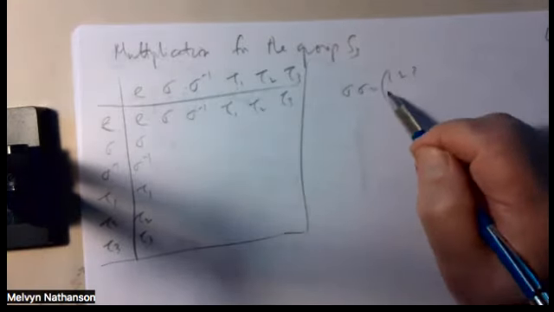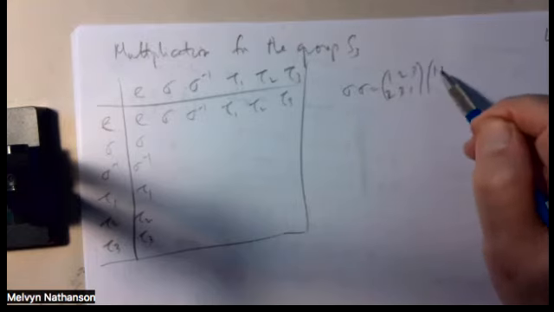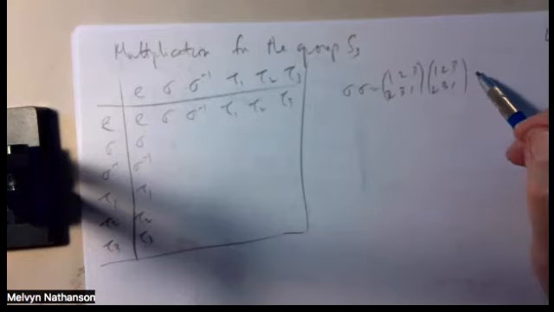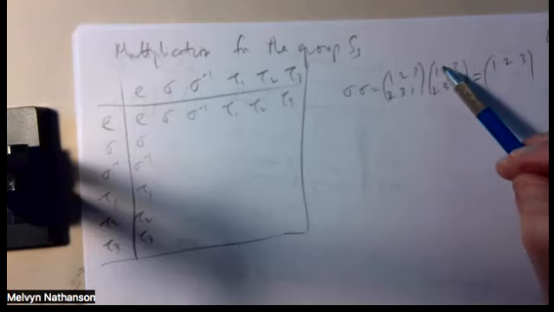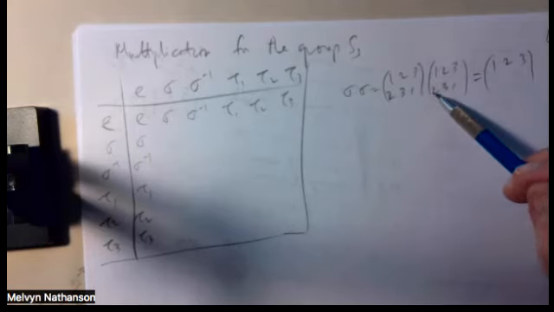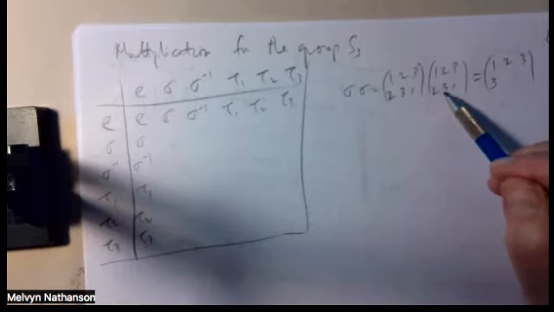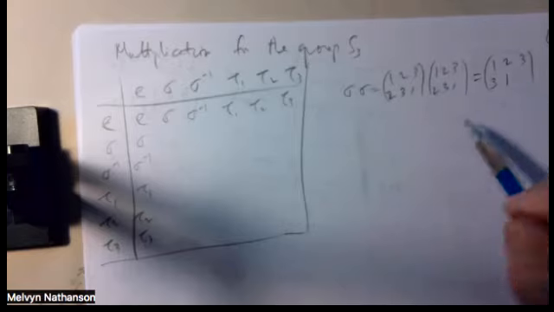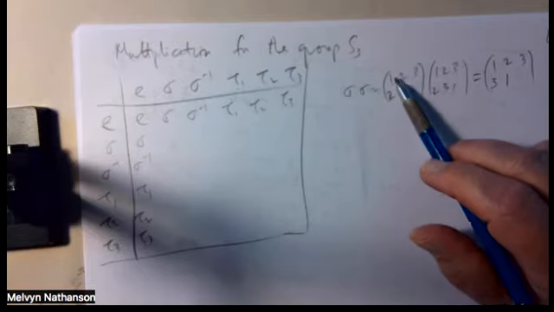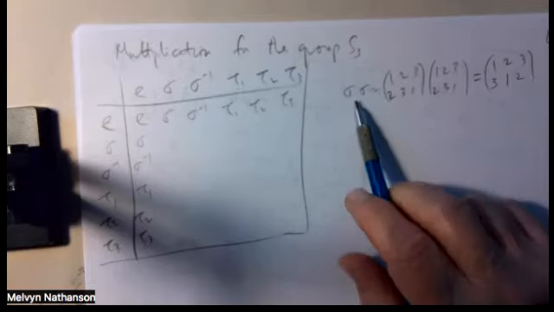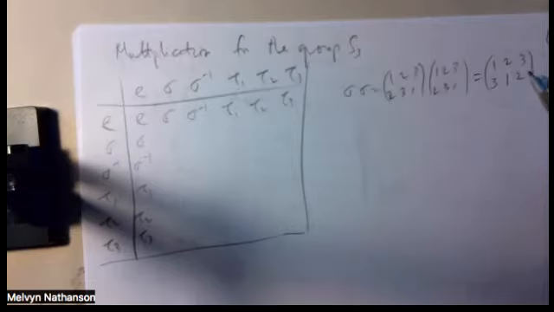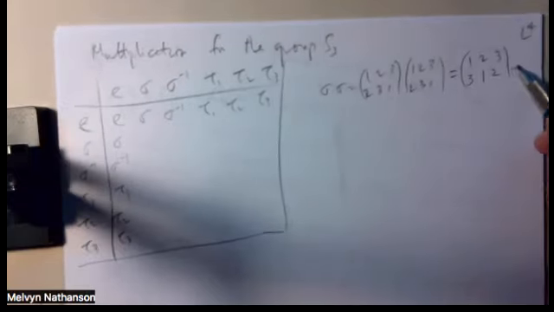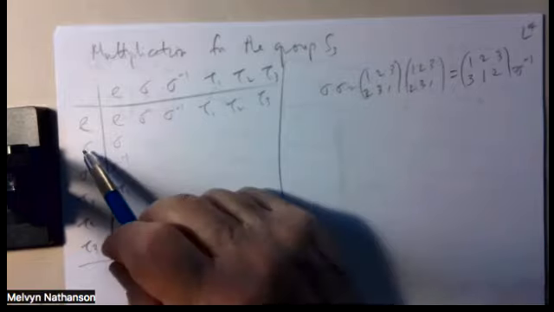So sigma is 1, 2, 3 goes to 2, 3, 1. What is sigma times sigma? Sigma sends 1 to 2, and then another sigma sends 2 to 3. Sigma sends 2 to 3, and then apply it again, 3 goes to 1. Sigma sends 3 to 1, and then sigma sends 1 to 2. So sigma times sigma is this permutation, which is exactly sigma inverse.